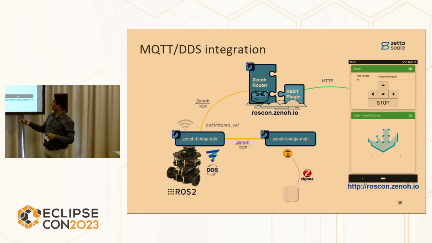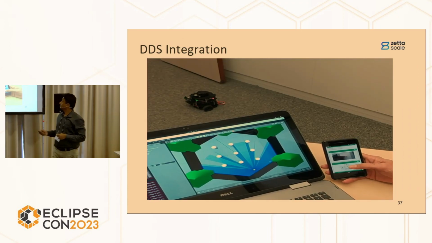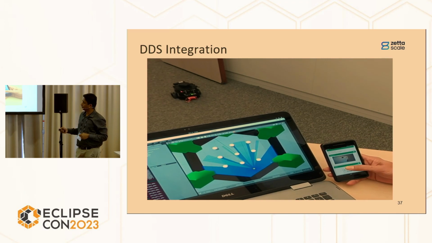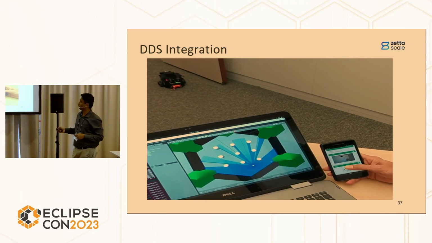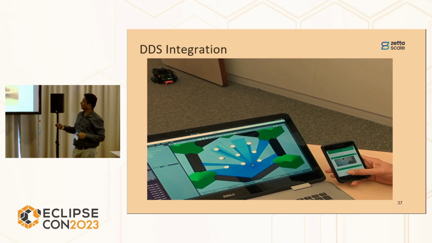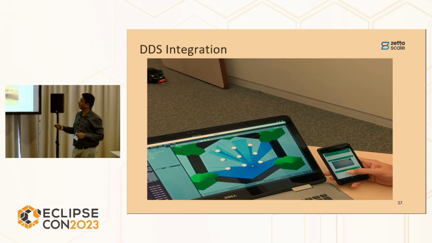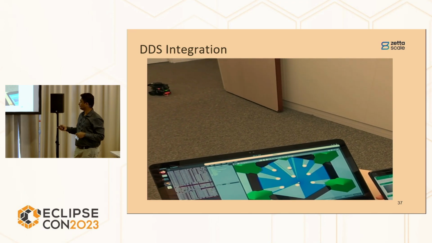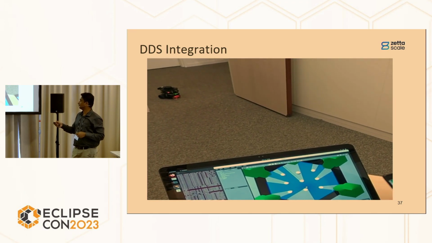So let's see the live demo. Here, for instance, we have the DDS integration. My colleague here has the simulation, which is using DDS in the background, running the Zeno DDS bridge. Similarly, the robot here is also using the Zeno DDS bridge, running DDS inside, and he's controlling the two robots, simulation and the real robot, simultaneously from the cloud interface.